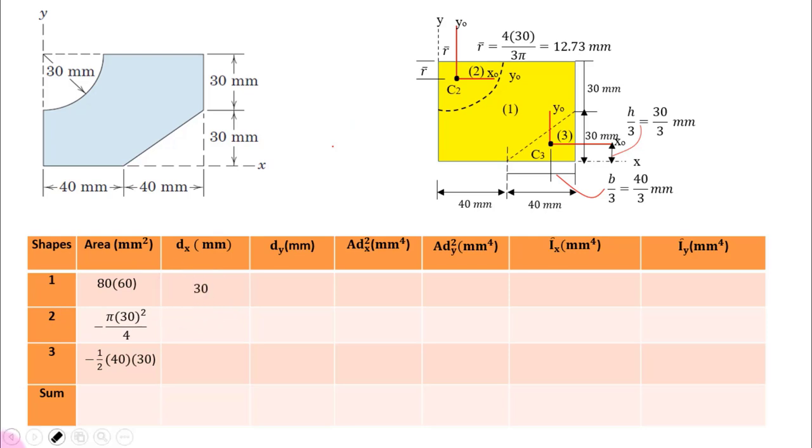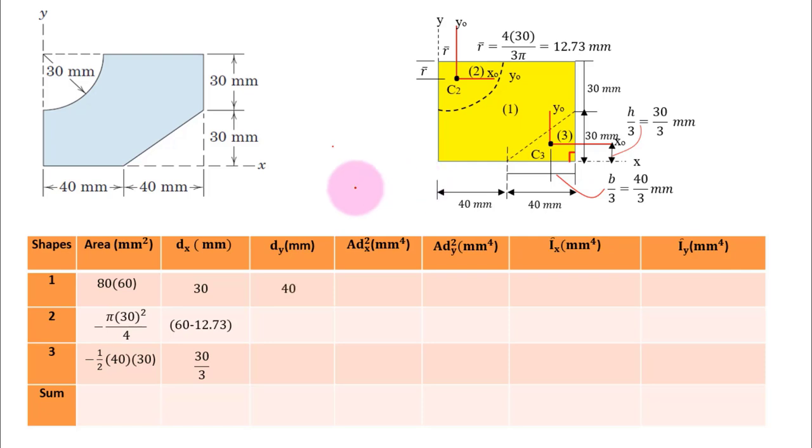Therefore for shape 1, the rectangle, dx is the distance from the x axis up to the center of shape 1, which is 30. For shape 2, dx is the distance from the x axis up to the center of shape 2. From the total height of 60, minus this centroid r bar, this equals 60 minus 12.73. For shape 3, from the x axis the perpendicular distance up to the center is 30 over 3, or h over 3. As I told you, from the 90 degree corner you always go h over 3 in the y direction and b over 3 in the x direction.